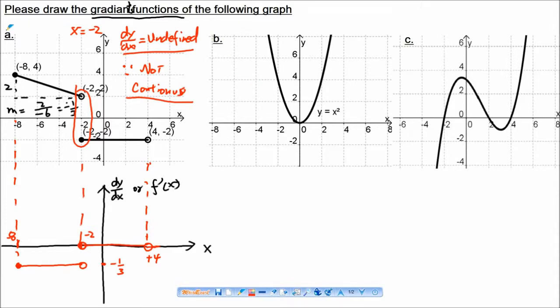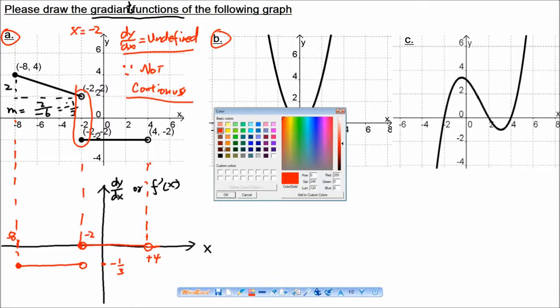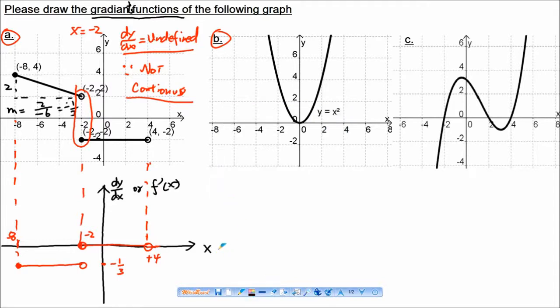Okay. Now let's look at question B. Question B is a typical parabola. What you have to remember is that the differentiation of a parabola is always a straight line. The differentiation of a straight line is a constant number. So at the turning point, the gradient is 0, which is here.